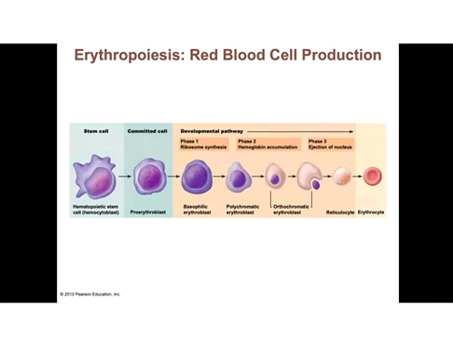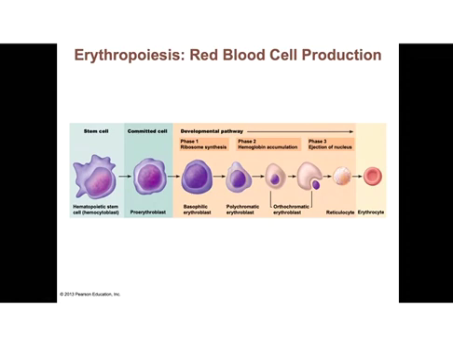So what you're looking at here is how we make a red blood cell. This is erythropoiesis, which is a branch of hematopoiesis. Myeloid stem cells transform into proerythroblasts in about 2 weeks. You can see those here.